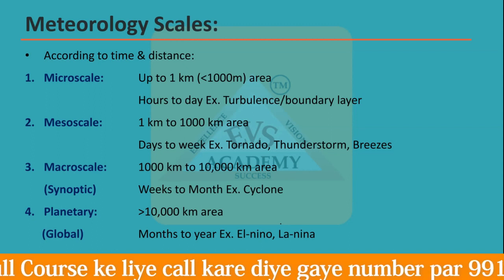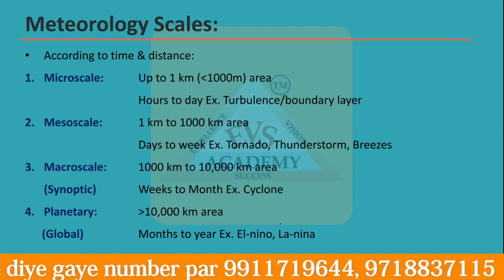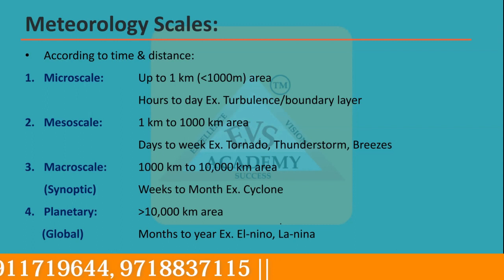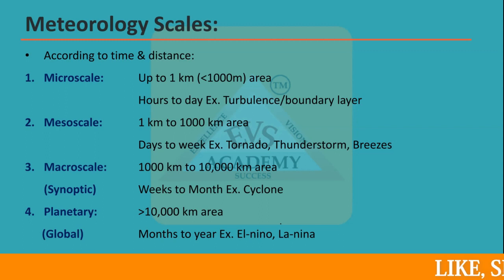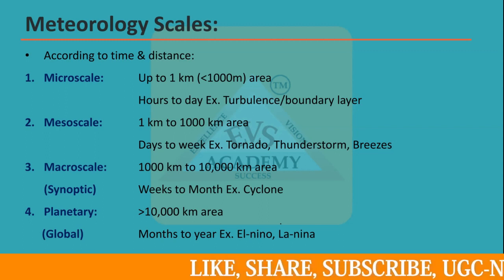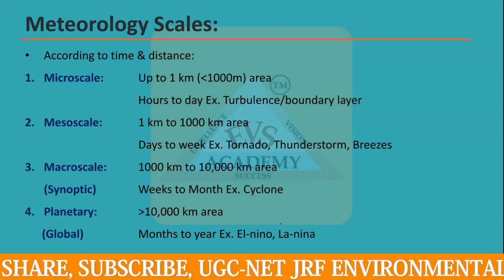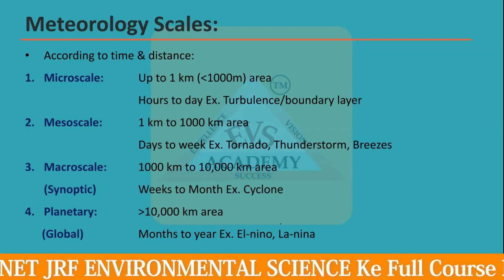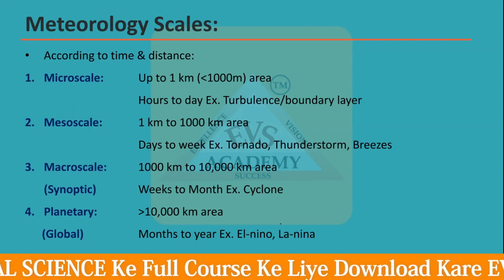This is called meteorological scales. How can we define a particular meteorological phenomenon, or say what the scale of the phenomenon is? Suppose it is taking place in a very small area, then we can say it is a small-area kind of meteorological phenomenon. If the area affected by a phenomenon is very large, suppose the whole of India, or maybe one large state, then we can say the phenomenon is on a larger scale.